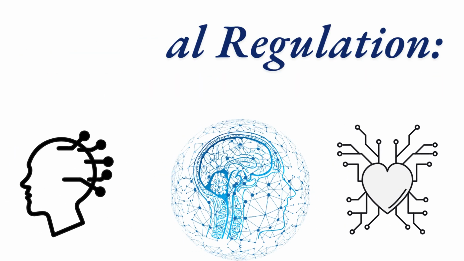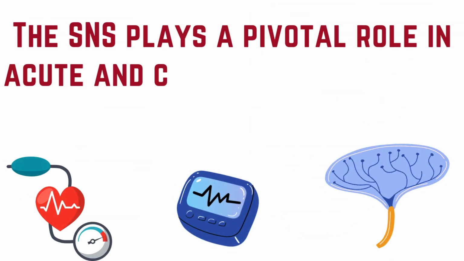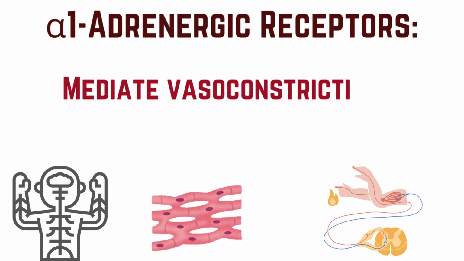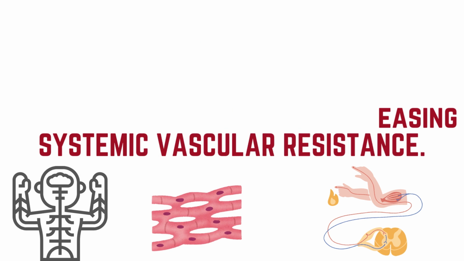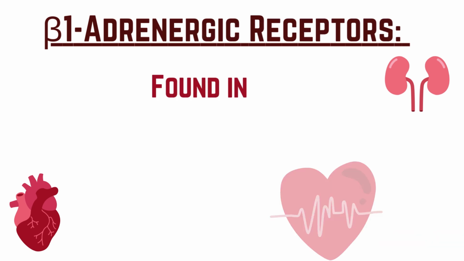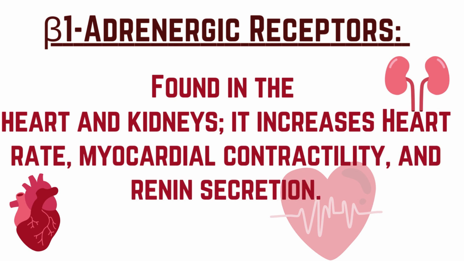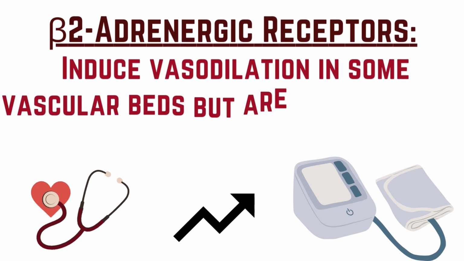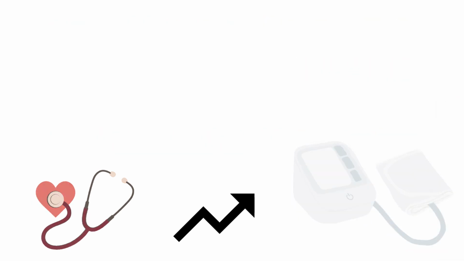2. Neural regulation. Sympathetic nervous system. The sympathetic nervous system plays a pivotal role in acute and chronic regulation of BP through adrenergic receptors. Alpha-1 adrenergic receptors mediate vasoconstriction in vascular smooth muscle, increasing systemic vascular resistance. Beta-1 adrenergic receptors, found in the heart and kidneys, increase heart rate, myocardial contractility, and renin secretion. Beta-2 adrenergic receptors induce vasodilation in some vascular beds, but are overpowered by alpha-1 effects in hypertension.